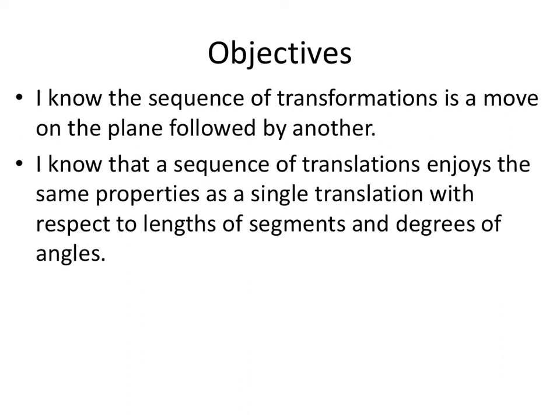I know the sequence of transformations is a move on the plane followed by another, and sometimes another, and then another, and several more. But in this class, we're generally just looking at two transformations. I know that a sequence of translations enjoys the same properties as a single translation with respect to lengths of segments and degrees of angles. All this means is that it doesn't matter how many of these transformations we have. If it's a rigid motion, it is always a rigid motion. And we know that the three transformations we've gone over are rigid motions: translations, reflections, and rotations.